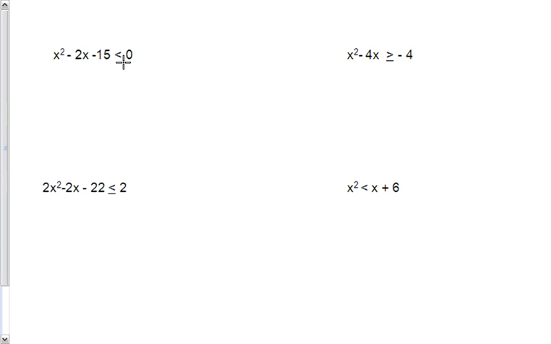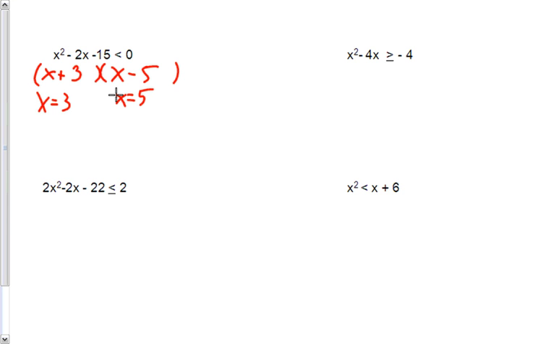Alright, so let's start with the first one here. Already got 0 on one side, so we're going to treat it like an equal sign. Think of it that way. If I did that, it factors. This one factors to x plus 3 and x minus 5. So you get x equals negative 3, x equals 5.